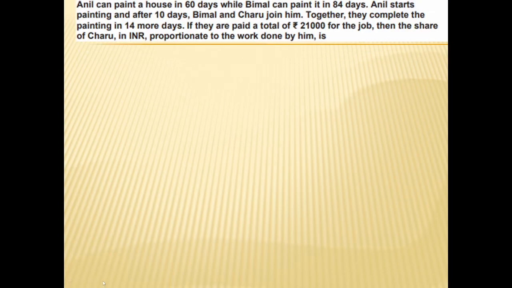Okay, now the next question. Anil can paint a house in 60 days. Bimal can paint it in 84. Anil starts the painting and after 10 days. So first of all, the conventional thing which we do: total work is the LCM of both. The LCM of both is 420. So Anil does 7 units per day, and Bimal does 5 units per day.